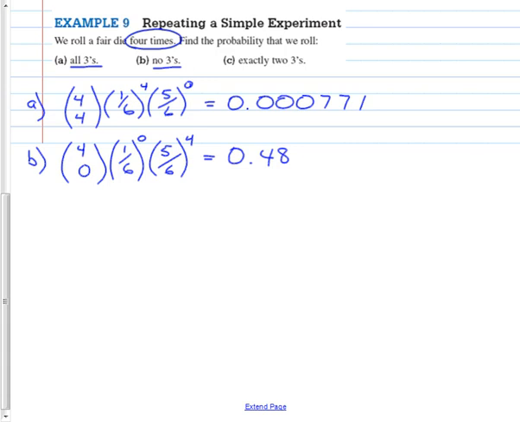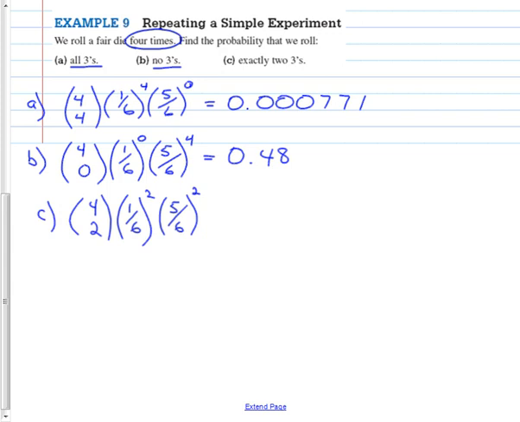You actually have a 48% chance that if you roll it 4 times, you will not get a 3. That's pretty high. Exactly 2 3s. So of my 4 rolls, 2 times I want to get that event. Well, I still have a 1/6 chance of getting it. I want to do it twice. I have a 5/6 chance of not getting it. I need to do that twice, because if I'm rolling it 4 times, it has to add up to 4.